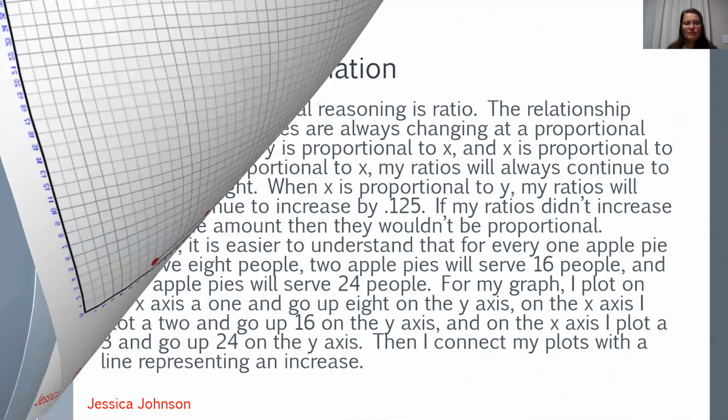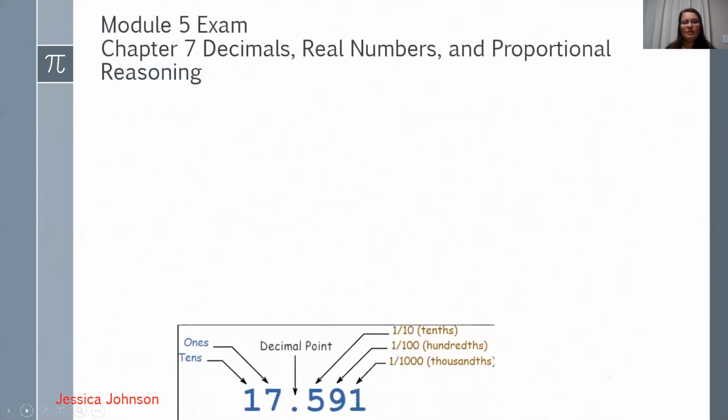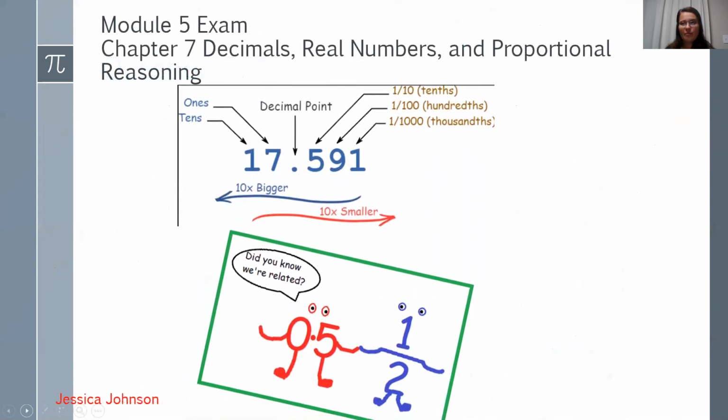I hope that you have enjoyed learning about decimals and real numbers and proportional reasoning. I also hope that you remember that math really does have a point.